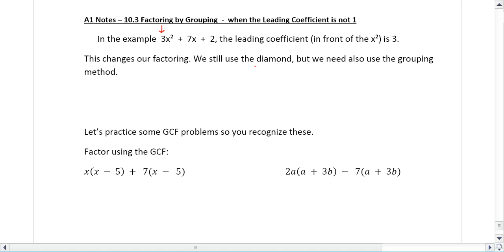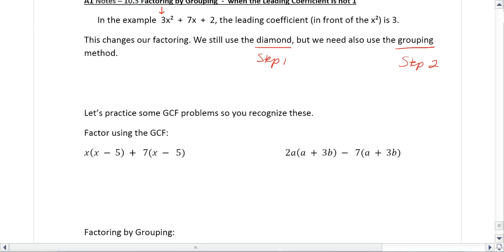We're still going to use the diamond method, but this is only going to be step 1. We're going to add a step called the grouping method for step 2. So it's a little bit tougher, but we can handle it. Now we'll list out the steps here in just a minute, but first I want to practice something with you.